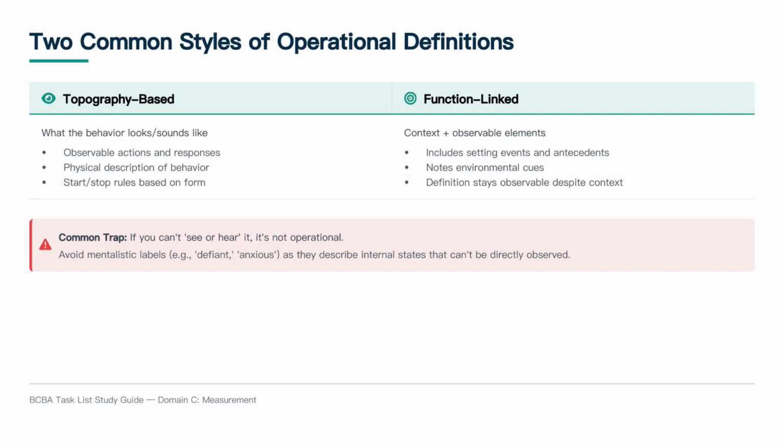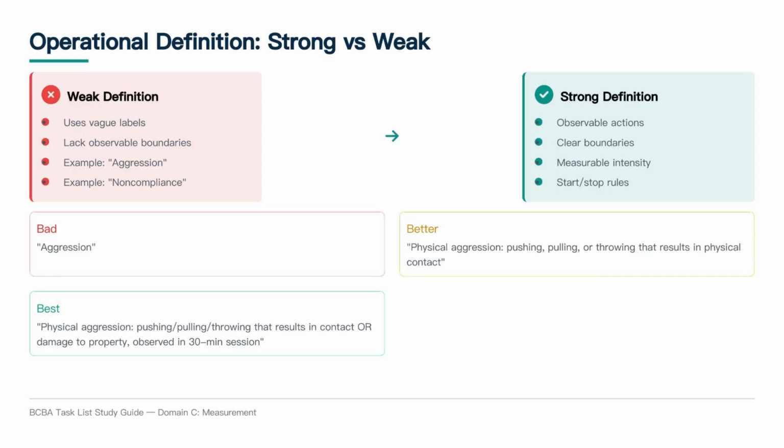There are 2 common ways you'll see definitions written. One focuses on topography, what the behavior looks or sounds like, often with start-stop rules based on form, and the other adds context cues while still keeping the definition observable. The trap to avoid is mentalistic language like defiant or anxious, because if you can't literally see or hear it, it's not operational. On the exam, vague labels are a red flag.